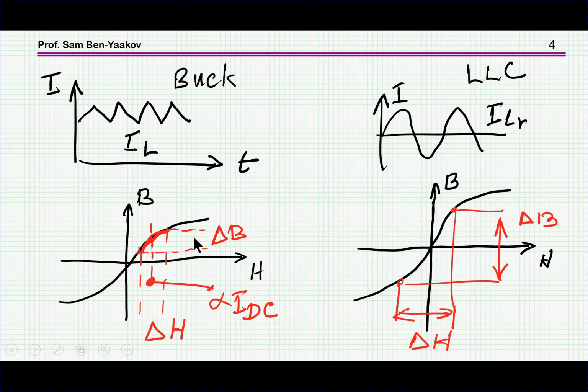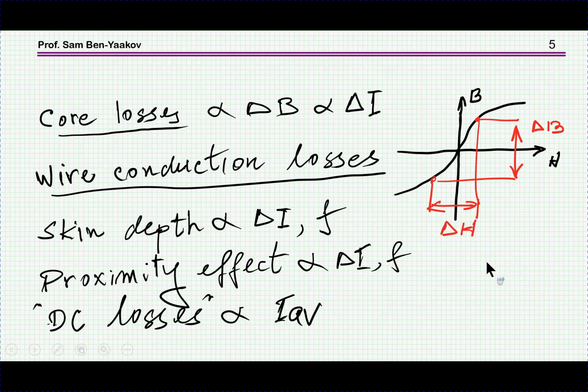On the other hand, in the case of the LLC, we are swinging back and forth through the positive and negative, and the delta B is much larger. So we have here a small delta B in general, depending of course on the value of the ripple, while in the AC inductor for, say, resonant converters, we do have a large swing of the delta B.